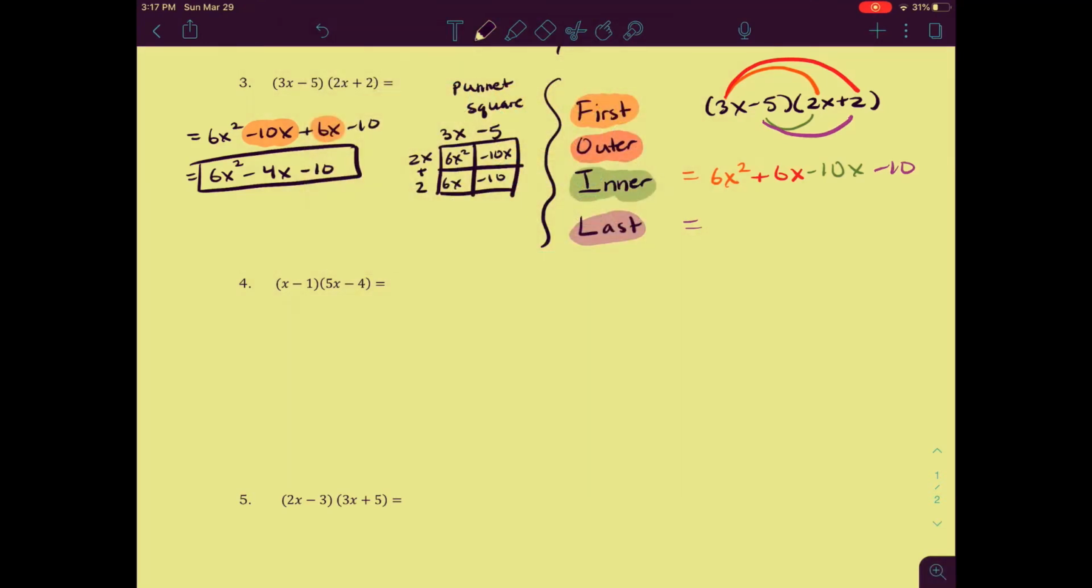And then from here, we're going to just carefully combine like terms. 6x squared, right, is alone. I can combine 6x minus 10x. Those are my like terms. I get negative 4x. And then the minus 10 stays as is. And this is your final answer, right?